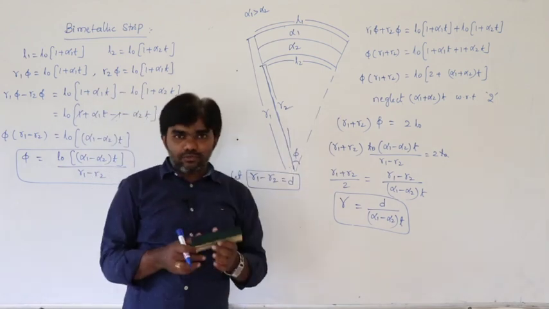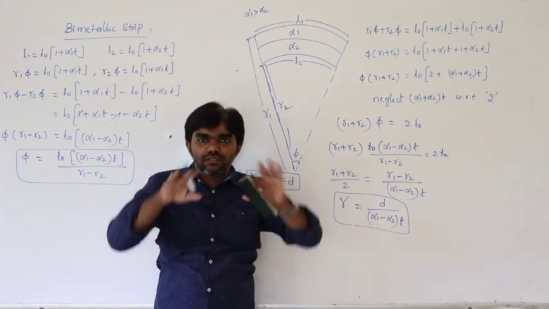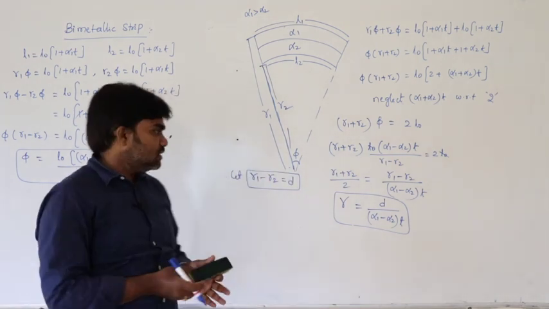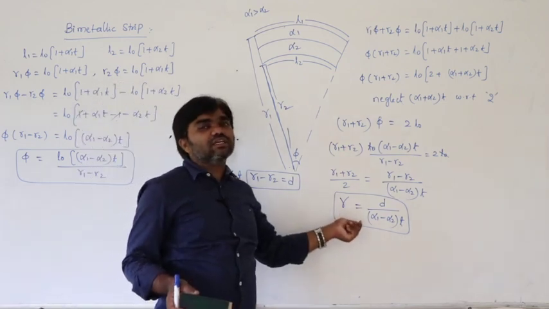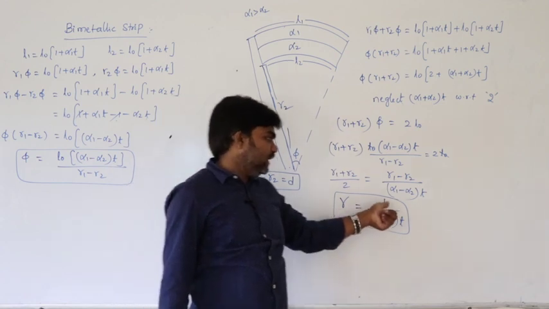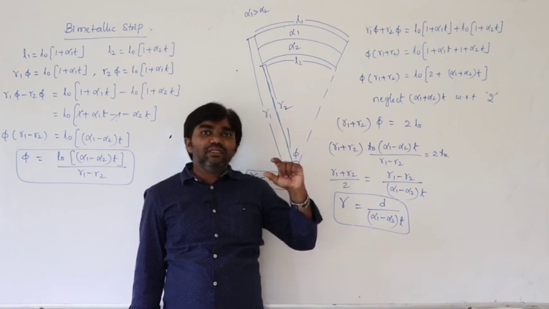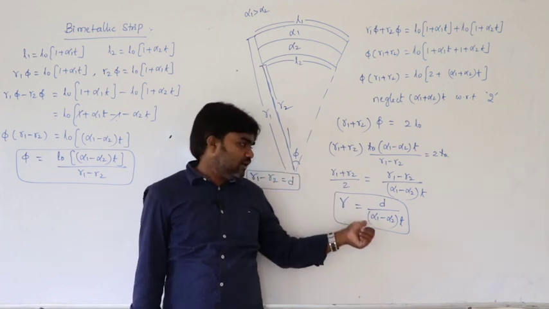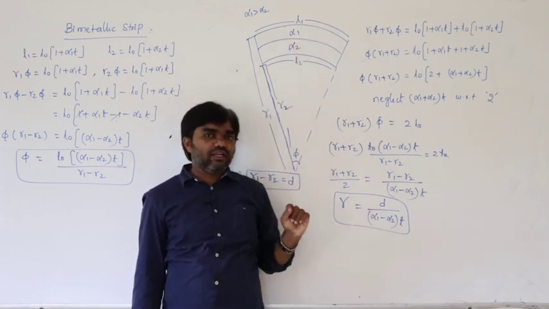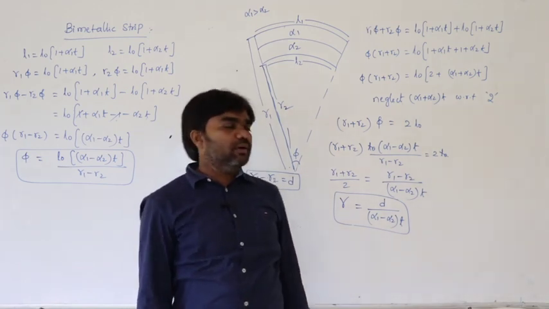The bimetallic strip, two metals are combined to form a single strip. If the temperature increases, definitely it bends. So if it bends, what is the radius of the bimetallic strip? This is the radius of the bimetallic strip, that is d, where d is the thickness of the bimetallic strip, divided by alpha 1 minus alpha 2, the difference in the coefficients of linear expansion, into rise in temperature. So that is the concept of the bimetallic strip.